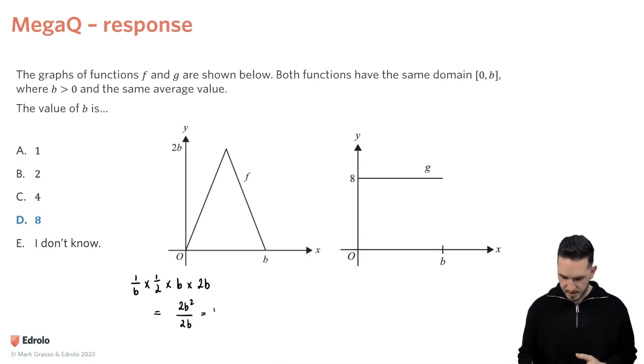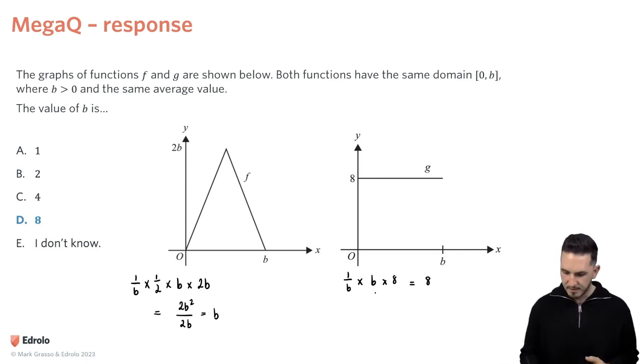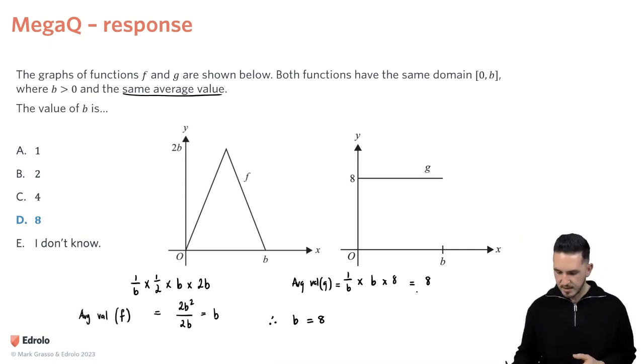So this is going to be equal to 1 times b times 2b, which is 2b squared over 2b, which just equals b. And now if we take a look at the graph on the right hand side, the average value there would again be 1 over b times the area, which would be b times 8, because the base is b and the height is 8, so this would just equal 8. Considering that they have the same average value, b is equal to 8, because the average value for f is equal to b, and the average value for g is equal to 8. Equating them, we get b equals 8, and therefore your solution is D.